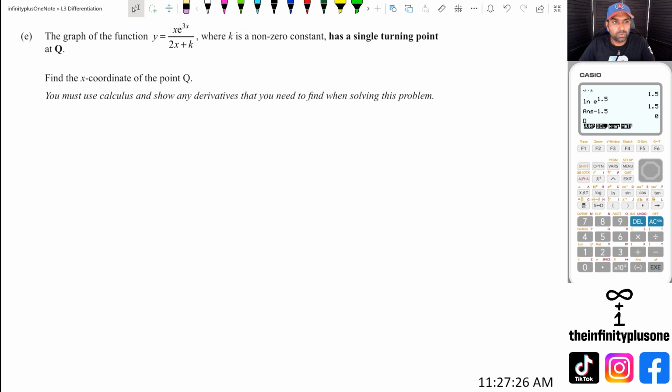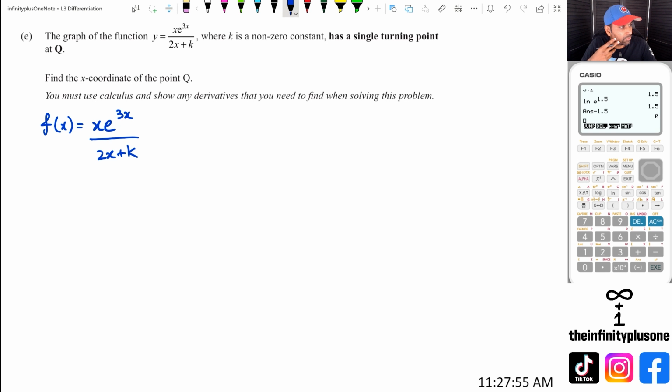All right, folks, so for question E here, we've got a function, and it says that we've got a single turning point at Q. Find the x-coordinate of the point. So obviously, we've got to differentiate and put it equal to 0. So I've got f of x is equal to x e^(3x) over 2x plus k. That's a nasty looking equation.